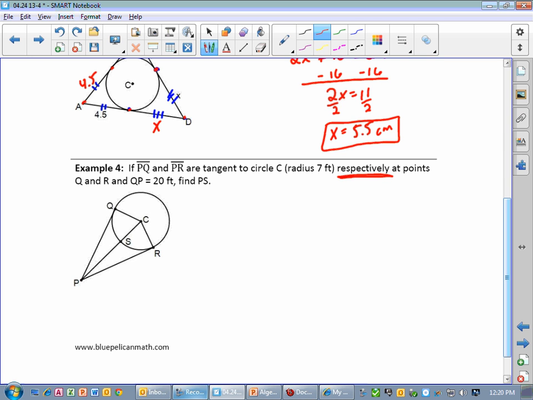So PQ, PR, respectively, so that means it's tangent at Q. Segment PQ is tangent at Q, and segment PR is tangent at R. So that's all the respectively is telling us, that it's in this particular order. If you look at PQ, that makes sense. PQ, tangent at Q, PR is tangent at R. All right. So let's start by labeling what we know. We're told QP is 20, so let's label that 20.